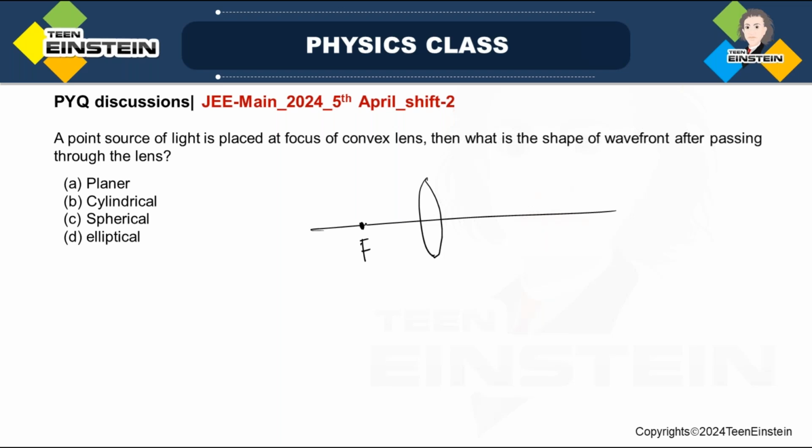See, what we know, if light comes incident from the focus, then after refraction the light will be parallel like this. Parallel means what type of wavefront do you see? You see plane wavefront like this. Okay, so the question was, what is the shape of the wavefront after passing through the lens? It is actually this planar wavefront.